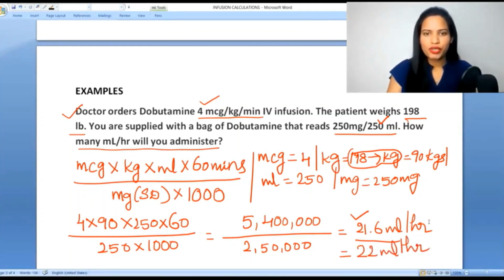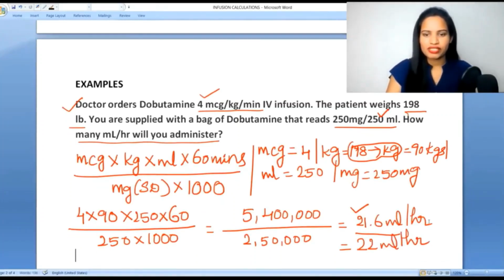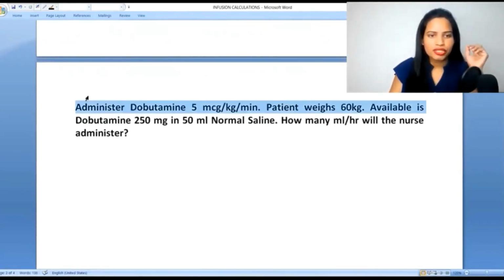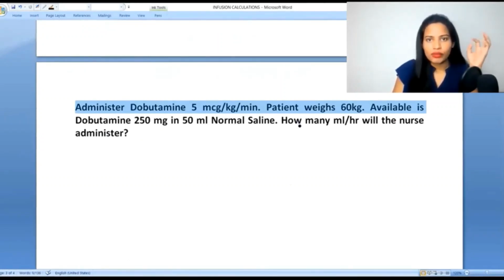So let's move on to the second example. What is our second example? The second example is talking about administering dobutamine 5 mcg. So let's take our pen again. 60 kg, and available is dobutamine 250 mg in 50 ml normal saline. And how many ml per hour will the nurse administer?